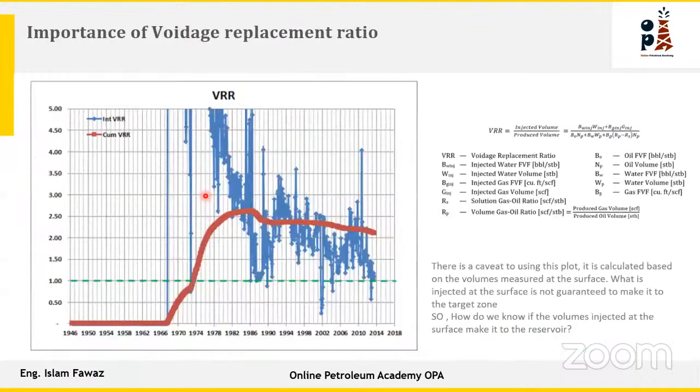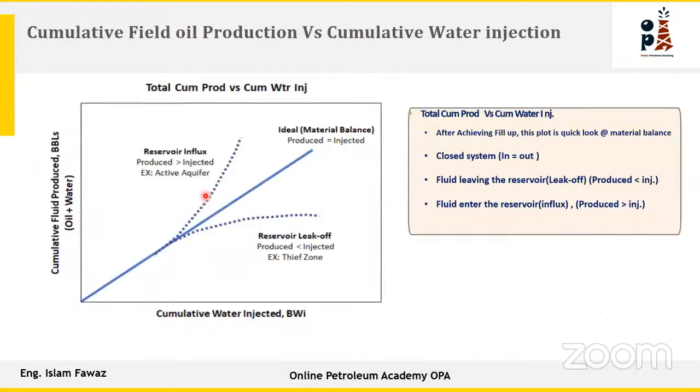So you have to plot this in order to know whether your reservoir is under voidage or not. How do you know if the volume injected at the surface makes it to the reservoir? As I said in the first one, by plotting the cumulative field production versus the cumulative injection.